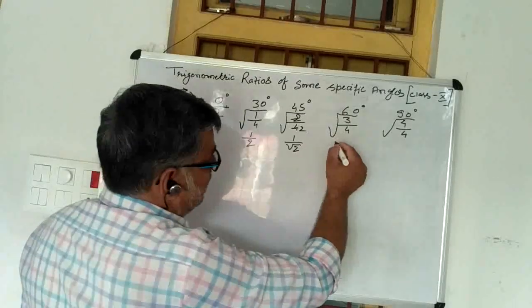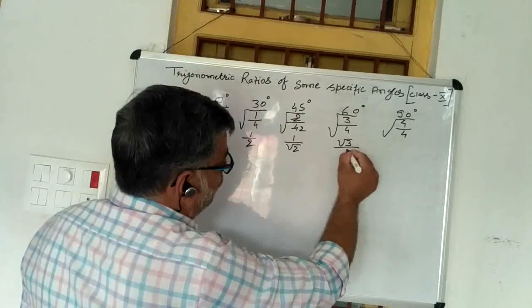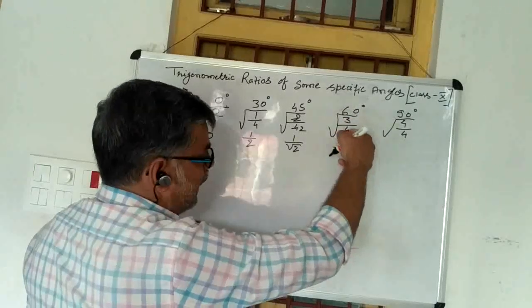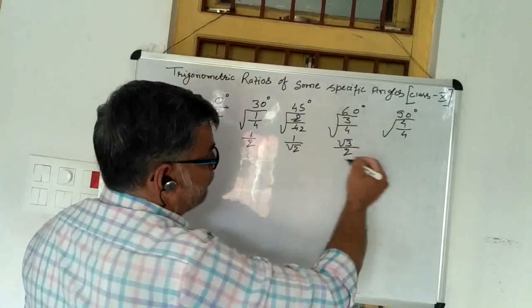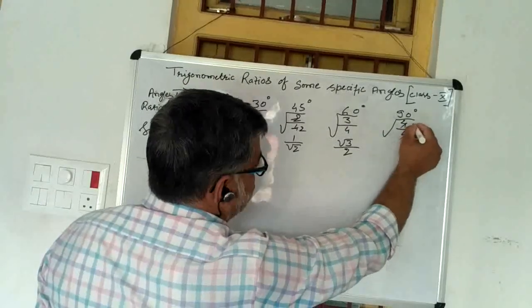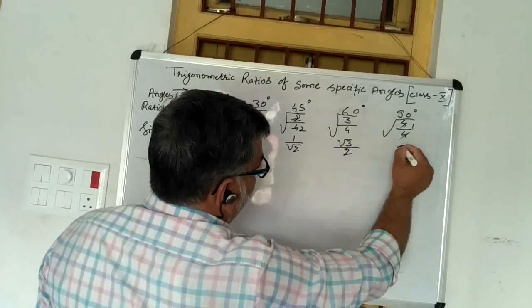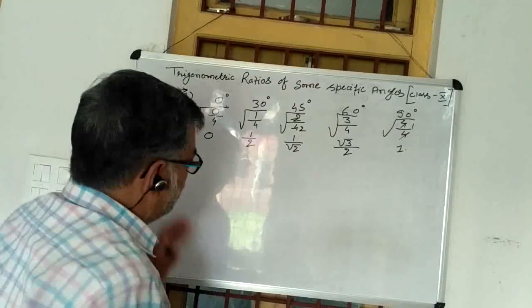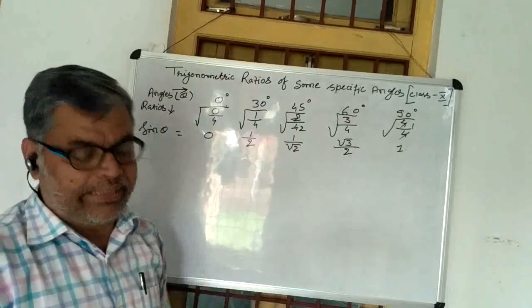And sine 60 degree will be root 3 by 2, because the square root of 3 is root 3 and the square root of 4 is 2. Similarly, for sine 90 degree, the 4 will get cancelled by 4, so sine 90 degree is 1. So this is the value for sine theta.